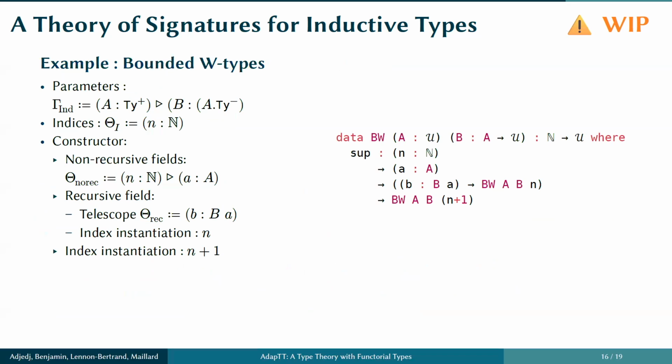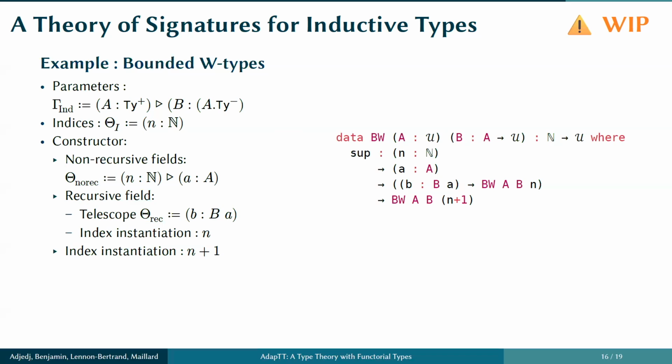For example, here is an example of bounded W types. So it's just going to be the usual W types that will have a bounded depth, which is this natural number here. The added bound is just here to show that we can do indices, but it's not that useful in practice.